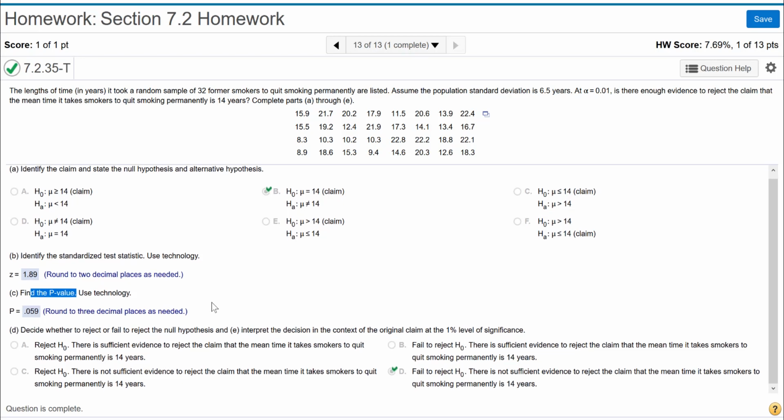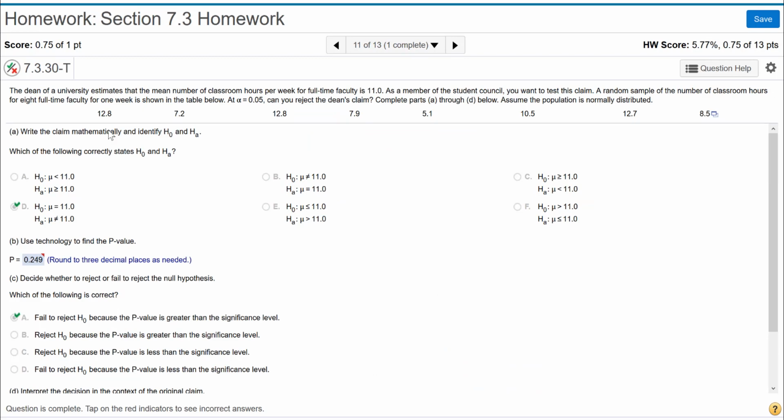Okay, and with that stated here, we are looking at 0.059, and we're comparing it to 0.01. So notice that's the significance level here for alpha. Alpha is bigger, or you can say the p-value is bigger, so therefore you were not able to get into the rejection region. So we failed to reject the null hypothesis, D.